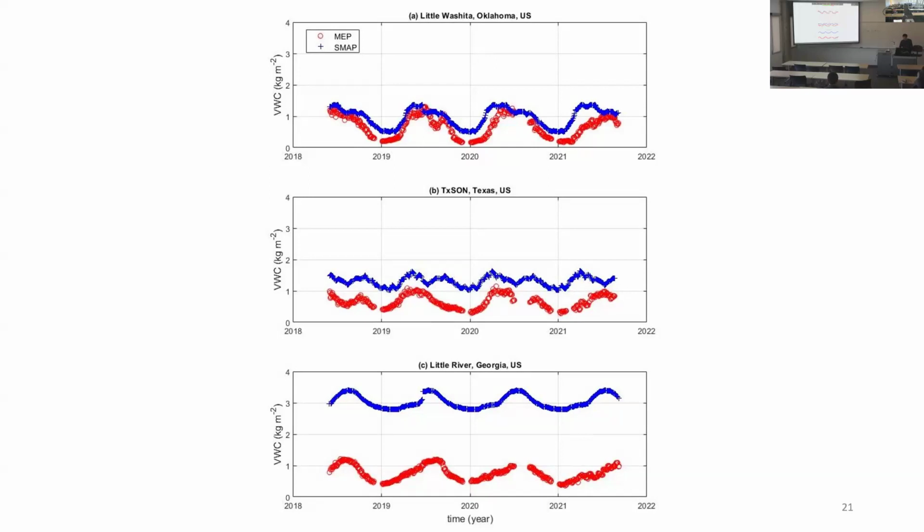So the blue and the red again are what? The blue is the SMAP product. And the red is the new retrieval based on the work you do. Yeah, right. So certainly they agree and have the same seasonality at least, but sometimes they give a different amount of vegetation water content over the area. But following the seasonality is obvious.